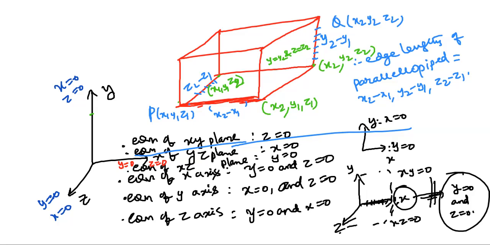This plane equation is parallel to the yz plane. So x equal to x2 throughout the entire plane. Yes, so this is the plane x equal to x2. What about y and z?